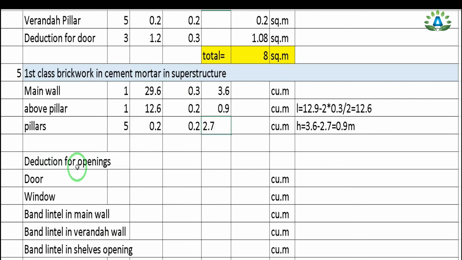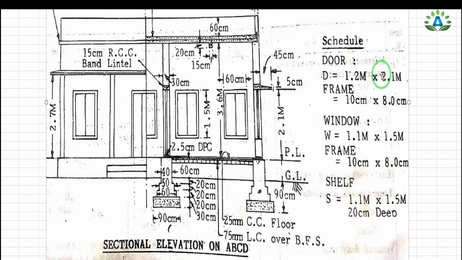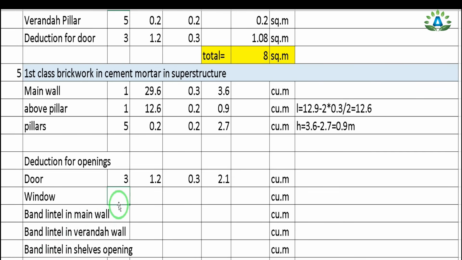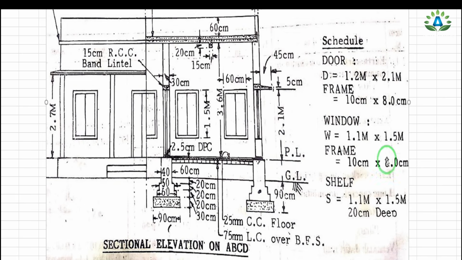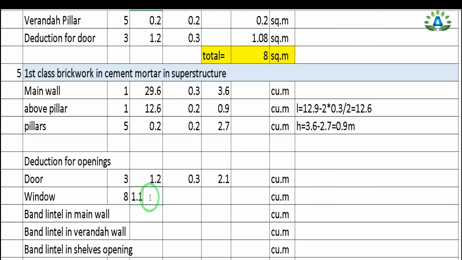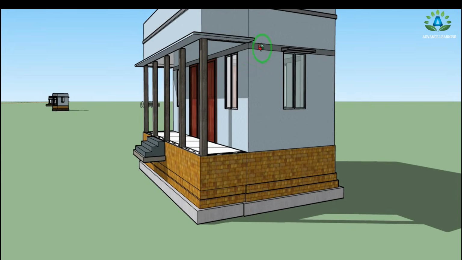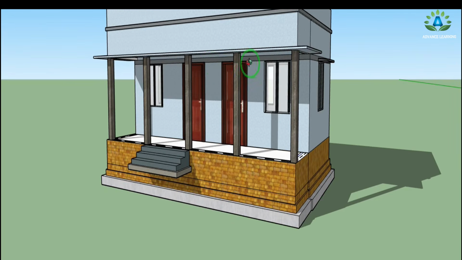And now we need to deduct all the doors, windows and lintel, and for this we have 3 number of doors having the length of 1.2, the width of 0.3, and a height of 2.1 meter. And we have 8 number of windows, and it has a length of 1.1 and height is 1.5. So length is 1.1 and height is 1.5, and it also has a width of 0.3, that is the width of the main wall. And now we need to reduce this lintel, that is, here we can see that these are the lintels and they are kept all over these main walls.